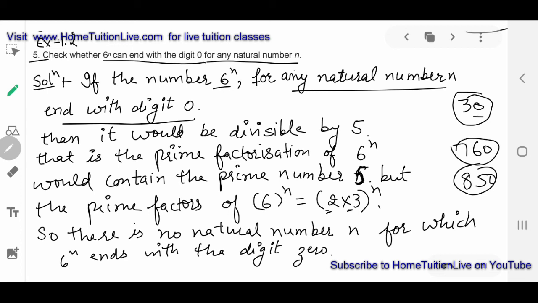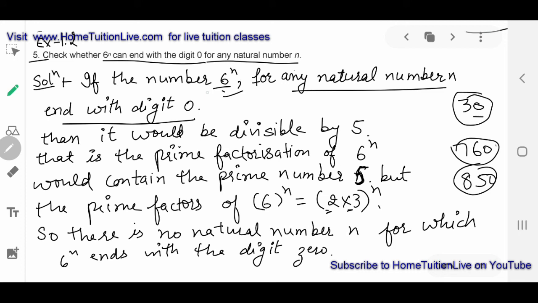Once again, we will see what we did. If a number contains 0 at the end, then this number is always divisible by 5. Like the examples we have given, 30, 60, all end with 0, and all these numbers would be divisible by 5. So the prime factorization of 6 power n would also contain 5.